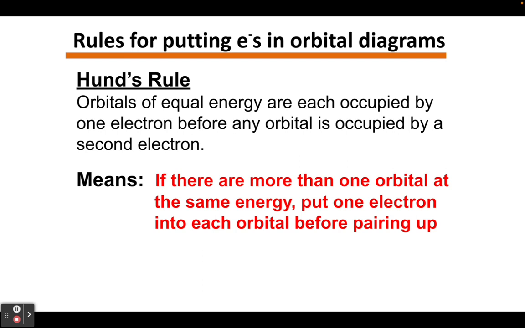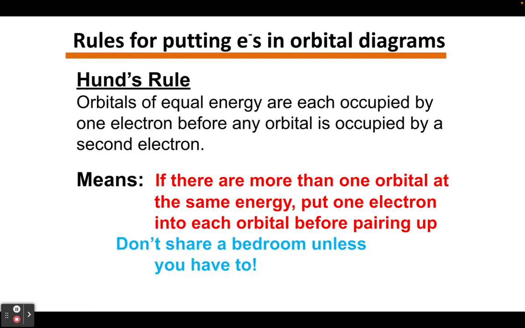So what does this mean? It means that if there is more than one orbital at the same energy level, like we have 3p orbitals and we have 5d orbitals, all of those are at the same energy level. So the 3p orbitals are all at the same energy level. We're going to put one electron in each orbital first before pairing them up with each other. So if we're thinking about sharing rooms, like if there are different rooms in your suite of the hotel, then everyone wants a room by themselves first before you start having roommates.